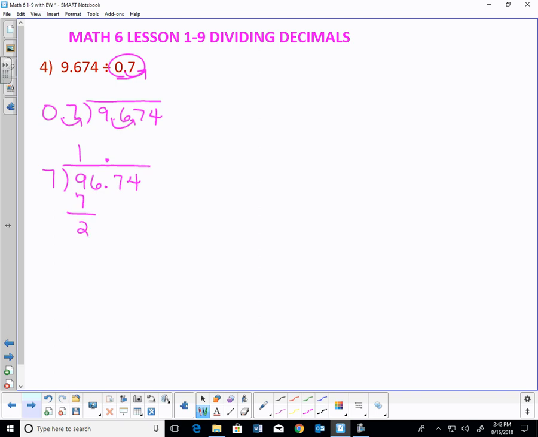7 goes into 26. 7 times 3 is 21. 7 times 4 is 28. That's too big, so it has to be 3. 3 times 7 is 21. 6 minus 1 is 5. Bring down my 7. 7 goes into 57.